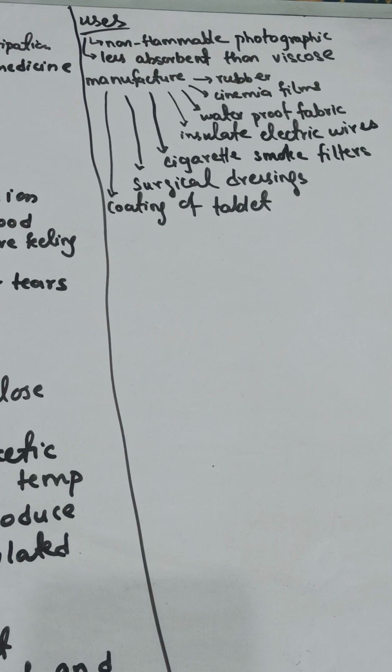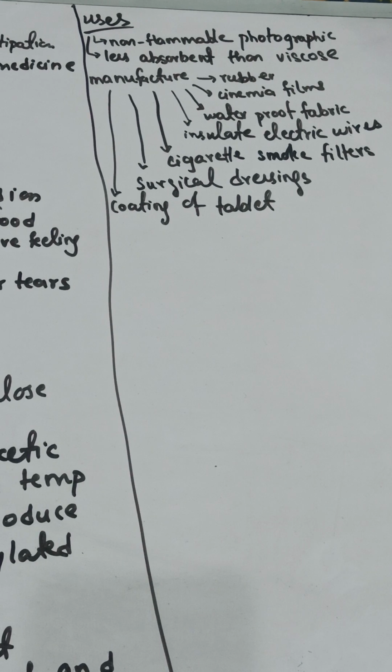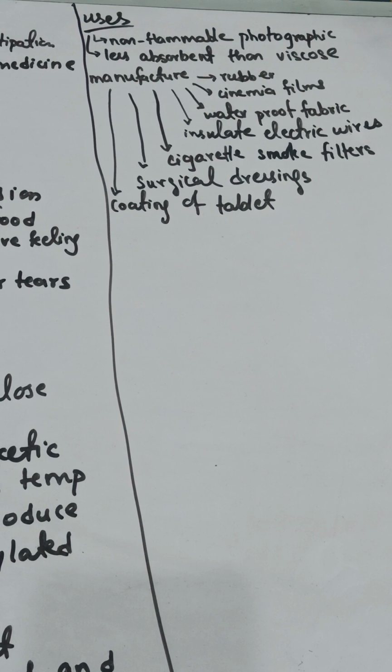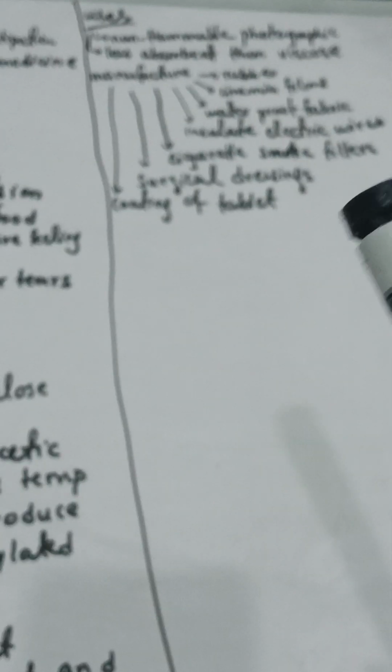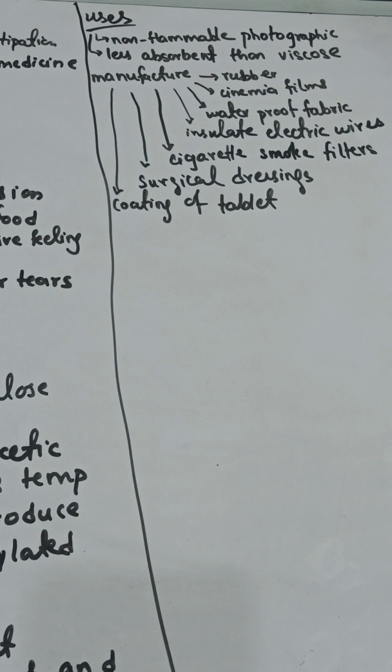Here the uses are given: it is used to make non-inflammable photographic films, and it is also less absorbent than viscose. In viscose, we discussed that absorbency is very high, so it is used to make waterproof fabrics. But this cellulose acetate is less absorbent than viscose. So it is also used in the manufacturing of most of the things given here, like cinema films, various kinds of waterproof fabrics, insulated electric wires, cigarette smoke filters, surgical dressings, and it is also used as a coating material over tablets.